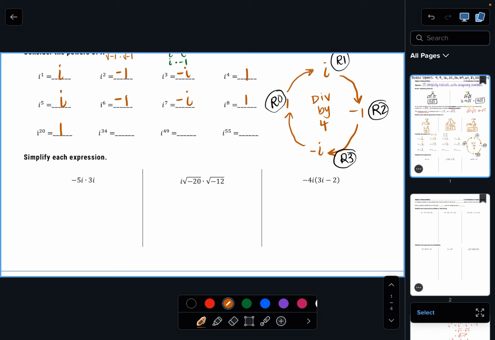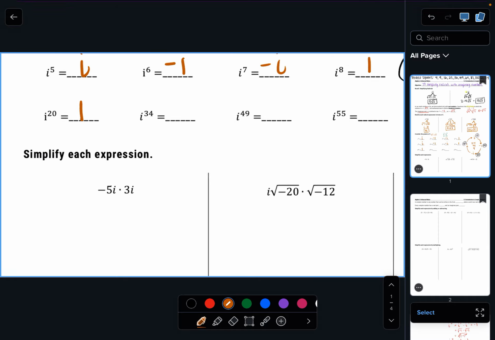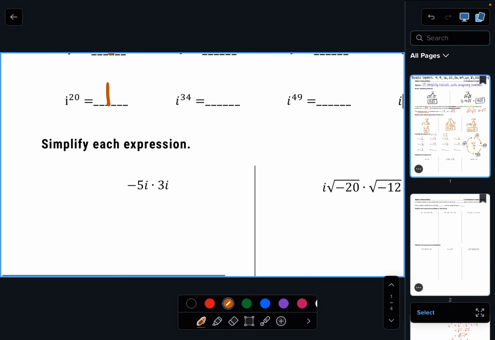Okay. Now, a lot of this is going to depend on you knowing how to divide. That's something we've got to work on. If you fail to know what it is, you can always go in and divide 4 into 34. What's the biggest multiple that's going to go into 34? 8. 8 times 4, 32. We subtract. What's my remainder? 2. So it's going to be equal to negative 1.